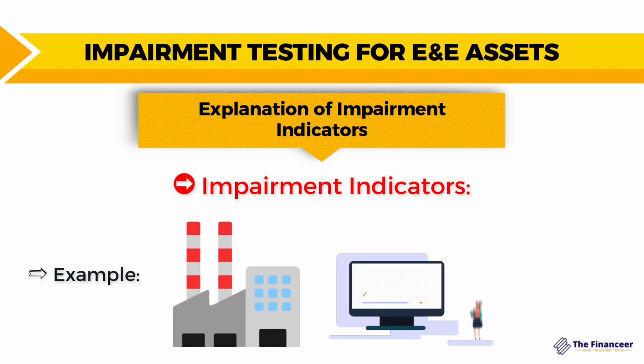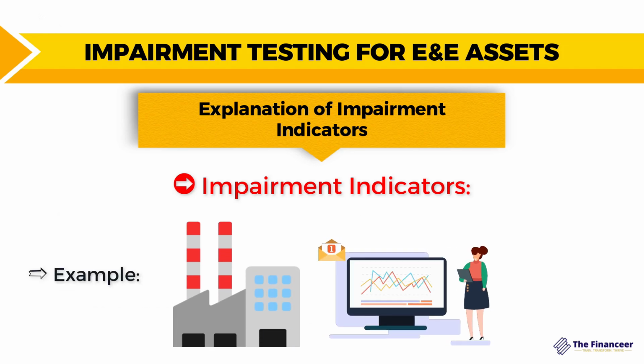For example, let's assume a mining company faces unexpected challenges, such as those related to adverse regulatory changes or a decline in commodity prices. These external factors may trigger impairment indicators for its E&E assets.